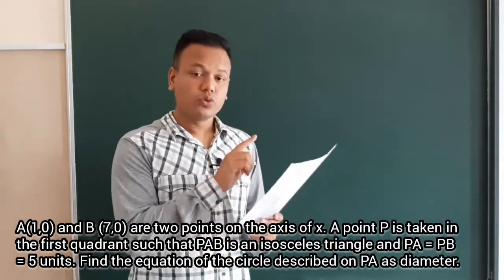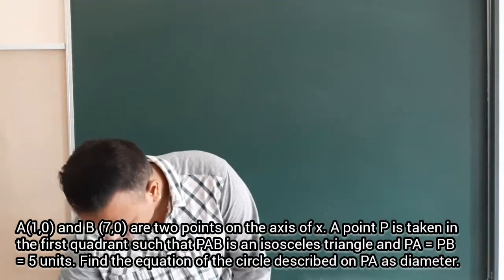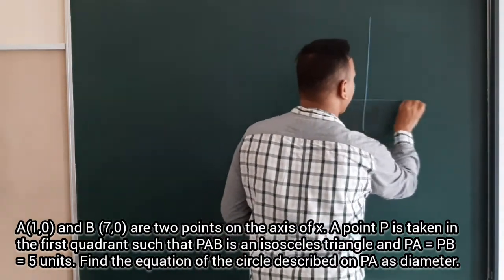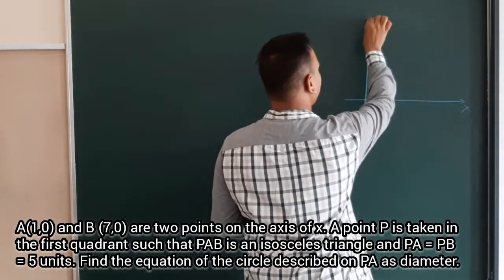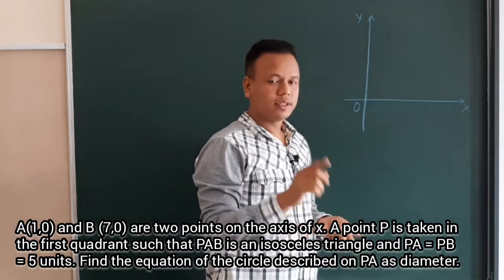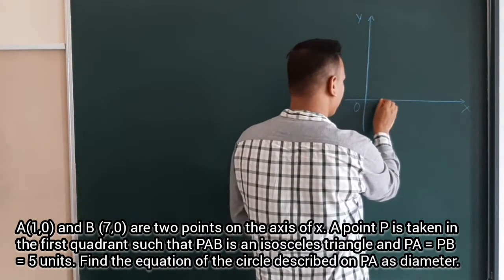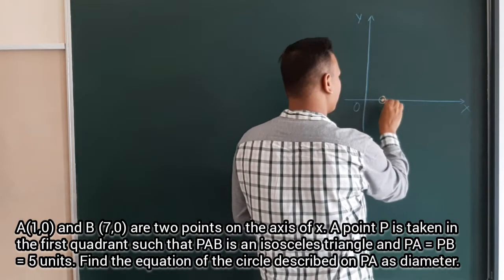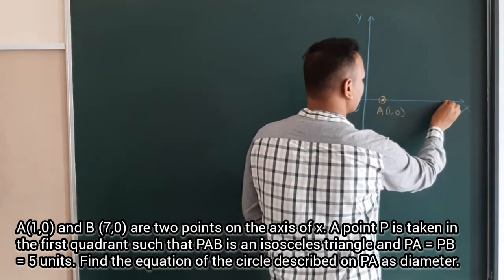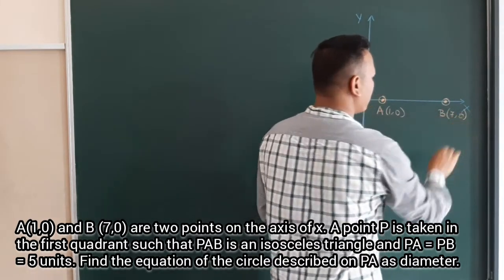So first and foremost, there are 2 points given on the x-axis. Okay, so let me draw the x-axis and y-axis for you. And on the x-axis there are 2 points given, that is one is (1, 0) and another is (7, 0). So this is my (1, 0) for example. Okay, so this is my point A. And there's one more point, that is B, whose coordinate is (7, 0).